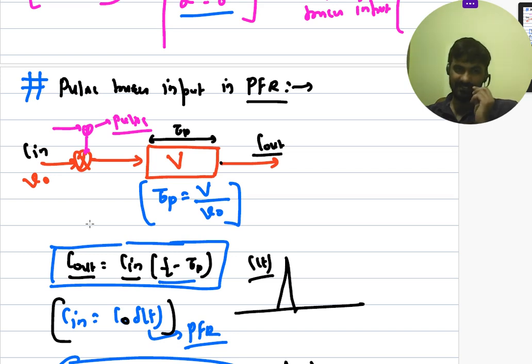Okay, so now coming to the next part, which is also very important: pulse tracer input in the plug flow reactor.